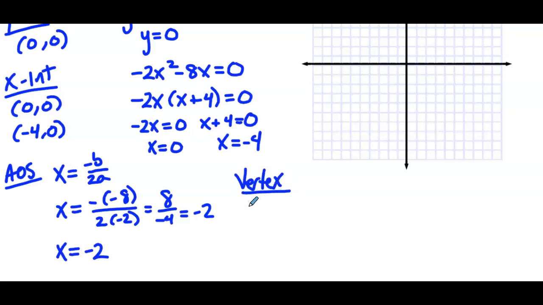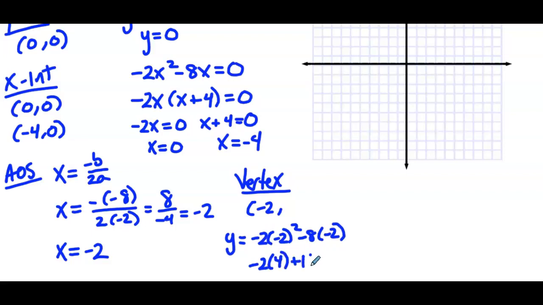So our vertex is the point with an x value of negative 2. So that's going to be negative 2 times negative 2 squared minus 8 times negative 2. So we have negative 2 times positive 4 plus 16, which is negative 8 plus 16, which is positive 8.